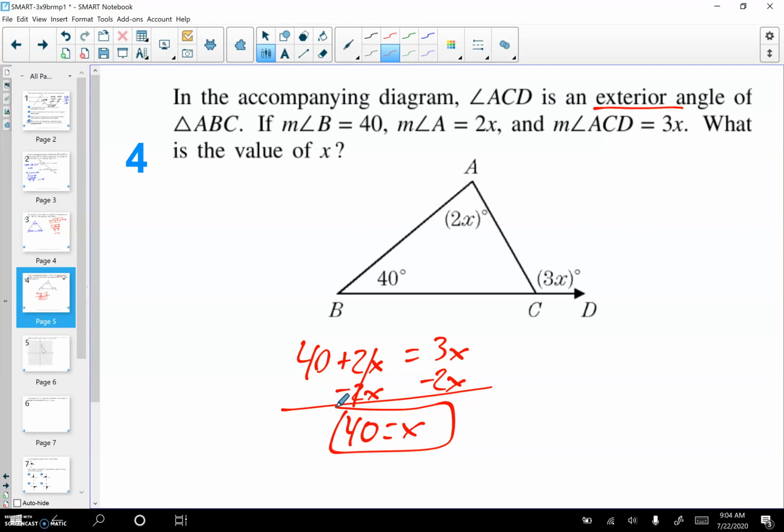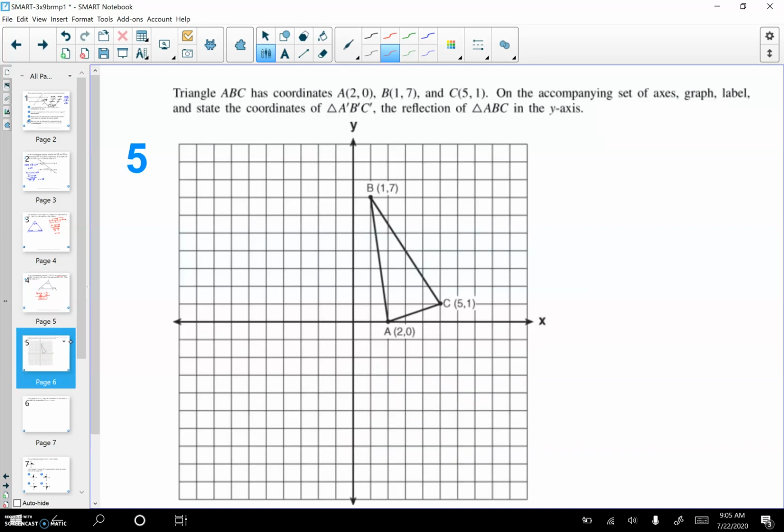All right, so whenever you have one angle on the outside, and the two non-adjacent ones on the inside, then you have your two insides added together to give you the outside. And number 5, triangle ABC has coordinates (2, 0), (1, 7), and (5, 1). On the accompanying set of axes, graph, label, and state the coordinates of triangle A prime, B prime, C prime, the reflection over the y-axis.